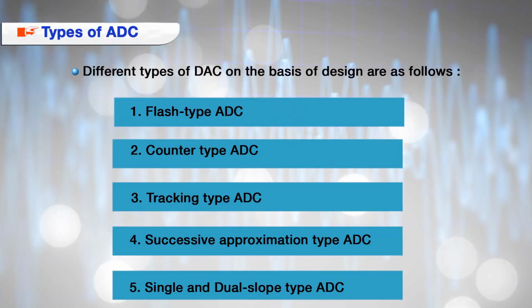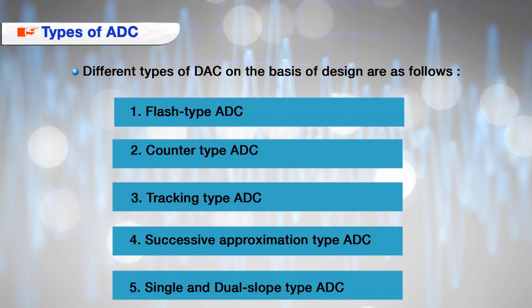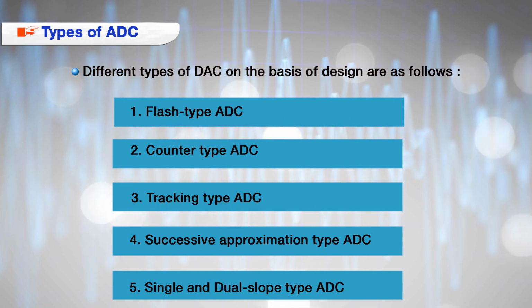Now let us understand about different designs of ADC. We shall be discussing different designs of ADC in the coming slides. The first type which we are going to discuss is the flash type ADC. This ADC is known as the fastest type of analog to digital converter, but the problem is that it requires too much hardware. Let us see how.